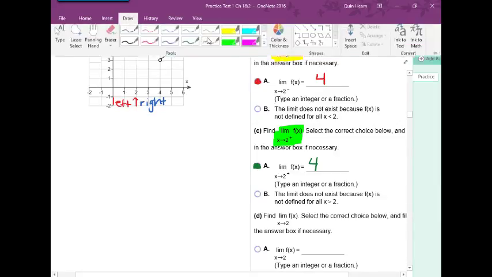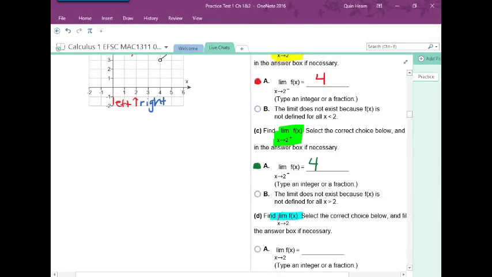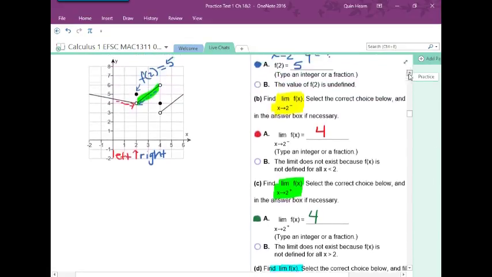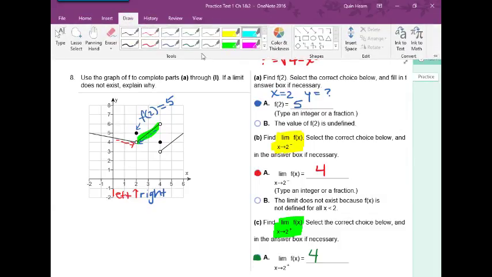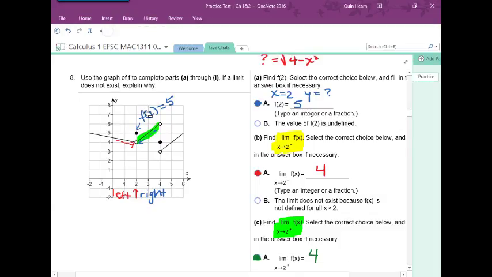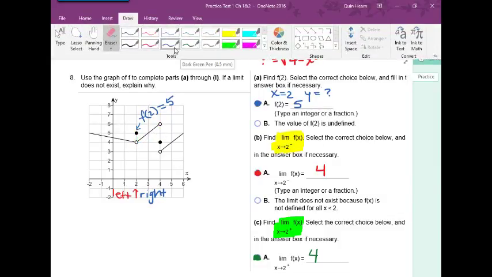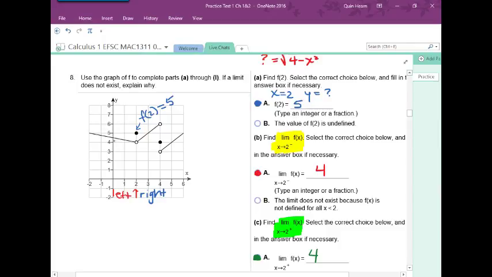So the overall limit, the limit as x approaches 2, is a combination of the limit from the left and the limit from the right. So if it just so happens that from both the right and the left, you're headed towards the same point, which is the case here, then you say that the limit exists and is equal to that value, in this case 4.